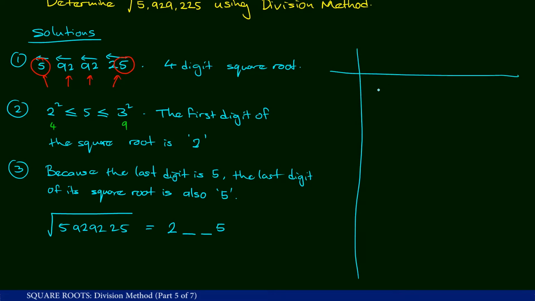So the pairs are 5, 92, 92, and 25. The first digit is of course 2. So 2 times 2 is 4. Remainder is 1. Bring down 92. That becomes 192. So 2 here. Add them up, become 4. And we leave the next digit empty, and we need to guess what the next digit will be.